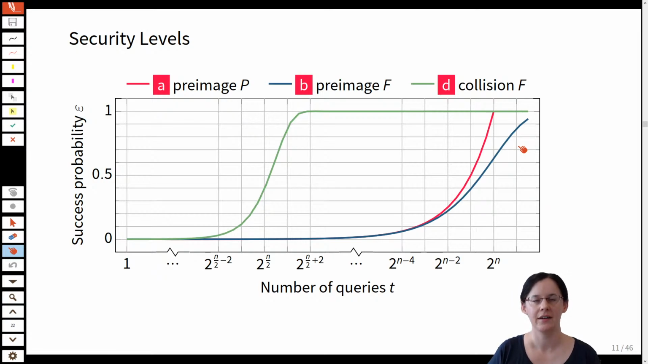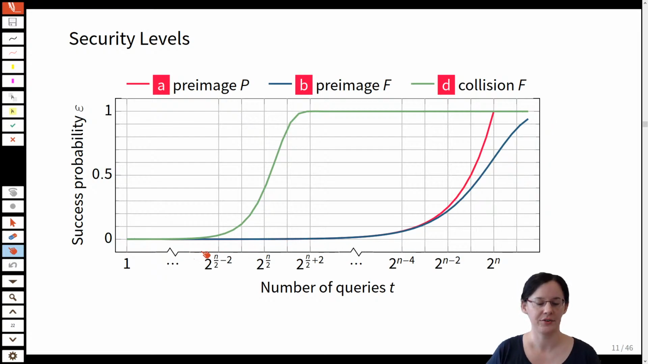This is like drawing balls with replacement, whereas this is without replacement. So the success probability for this is overall a bit lower, and it takes a very long time before this actually reaches 1. So it reaches something like 90% or so quickly, but then it takes a long time before it reaches, if it ever reaches 1.